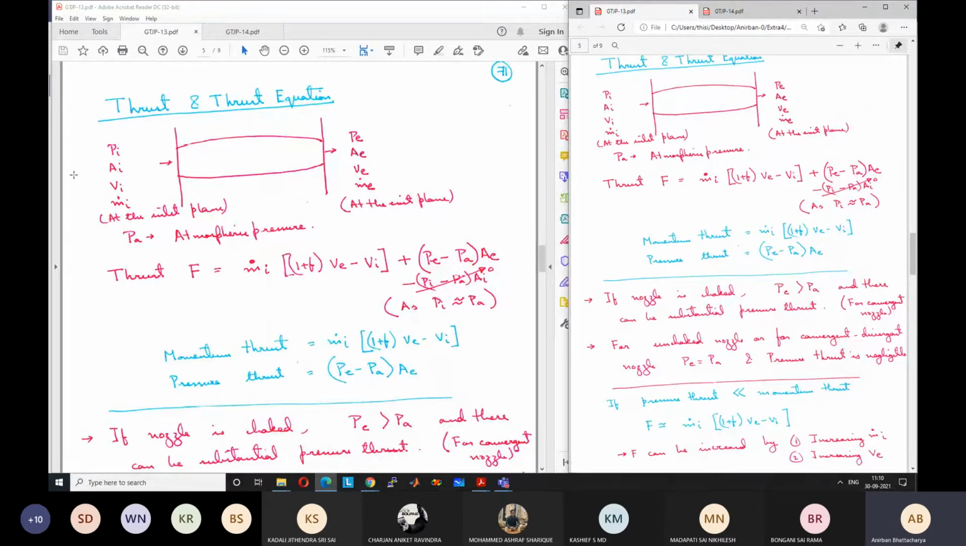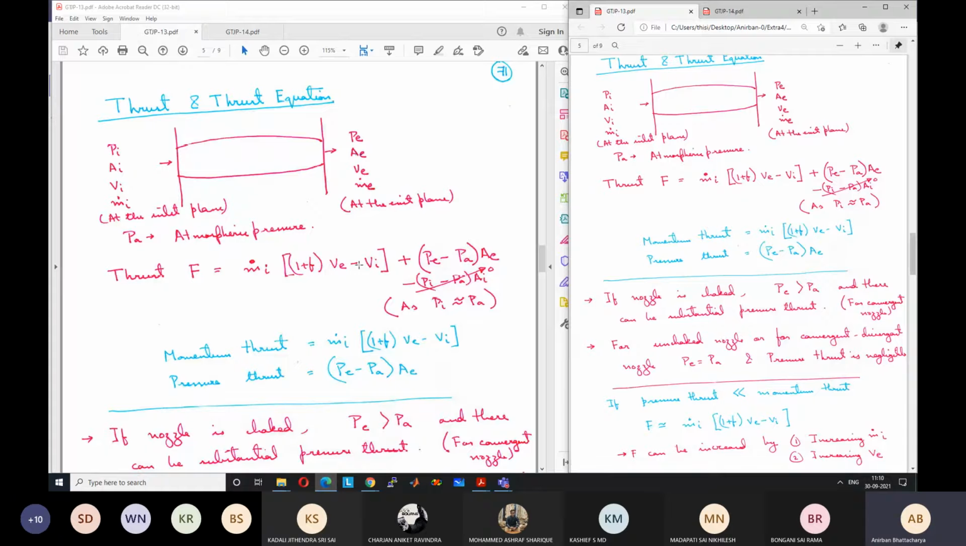So this is equal to the mass flow rate at the exit, exit momentum minus inlet momentum. So exit momentum is m dot i into (1 plus f) Ve, where m dot i into (1 plus f) is the mass flow rate, and Ve is the exit velocity, minus m dot i Vi, which is the inlet momentum. So this is one contributing factor to the thrust.